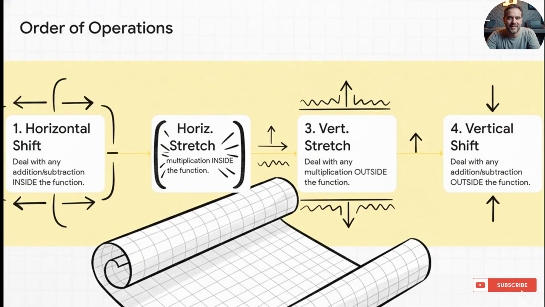This is the sequence you're going to follow every single time. First, you deal with everything happening inside the function, starting with those horizontal shifts. Then, you move to the outside of the function, handling the stretches and reflections first, and always saving that final up and down vertical shift for the very end. If you follow this order, you literally can't get lost.